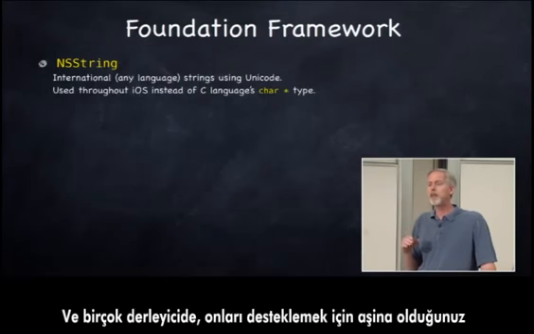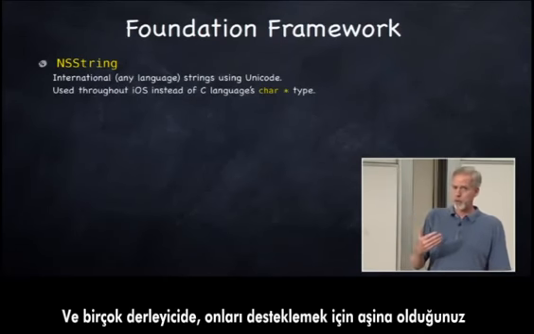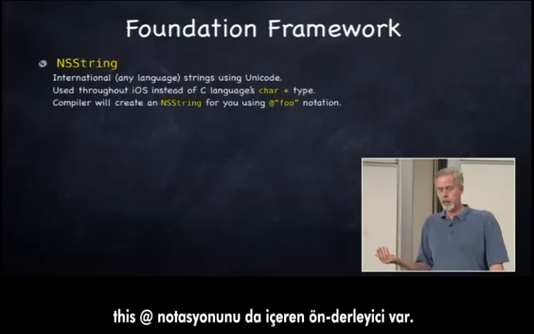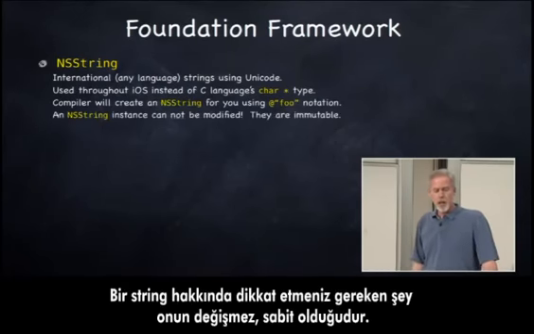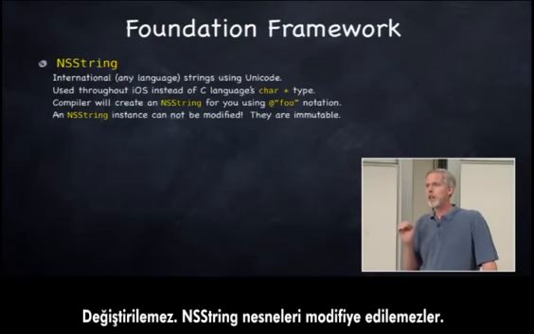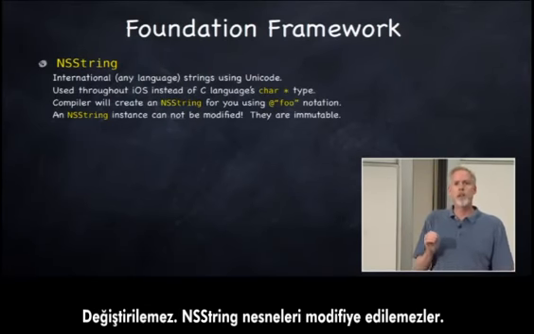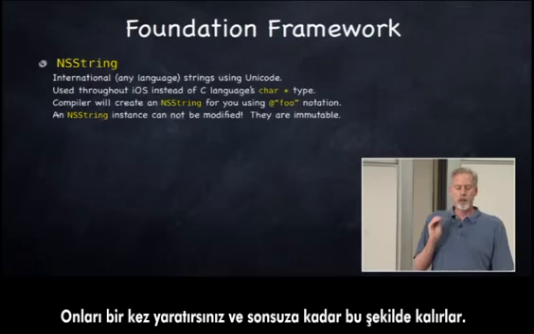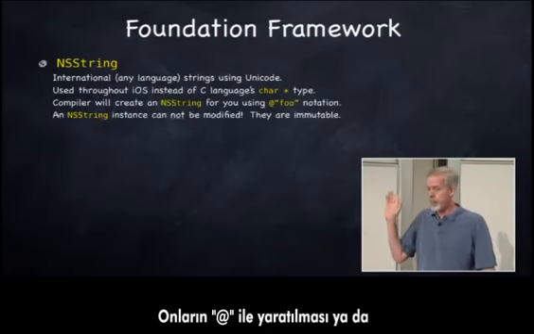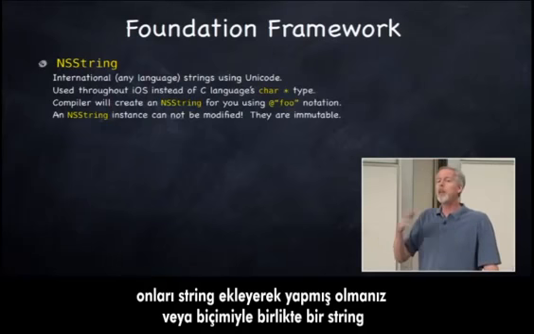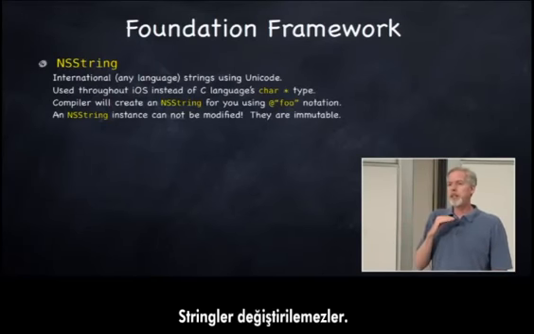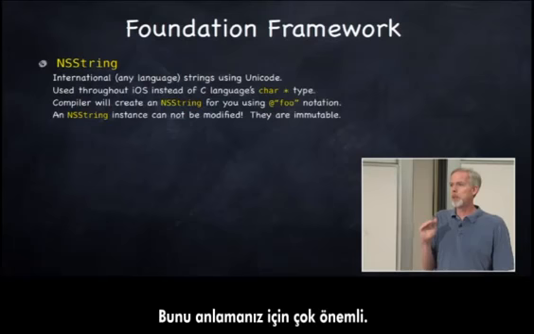There's a lot of pre-compiler support for them, including the constant that you're already familiar with, this @ notation. One thing to notice about a string, it is immutable. It cannot be modified. NSString objects cannot be modified. Once you create them, they stay that way forever. Whether they're created with the @ thing, or you create them by doing stringByAppendingString, or stringWithFormat, any way you create them, doesn't matter. Strings cannot be modified. It's very important to understand that.